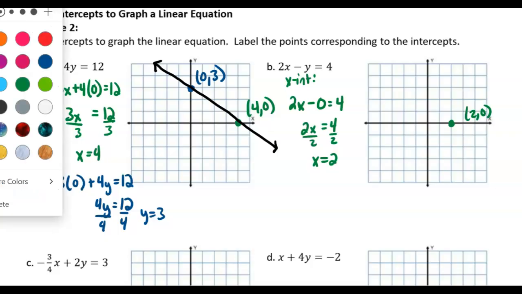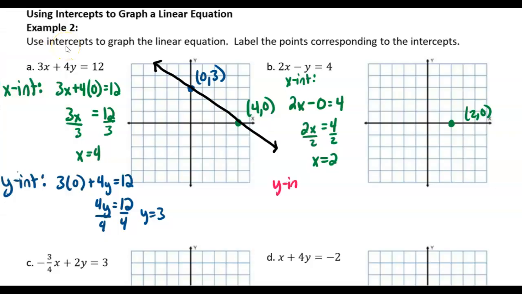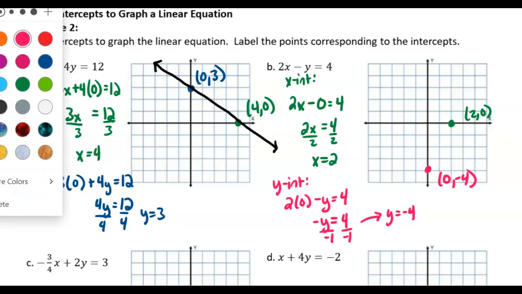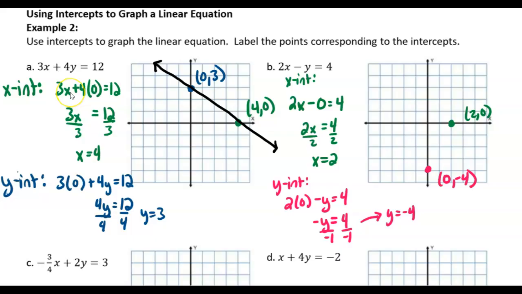Okay, now your y-intercept. What your y-intercept is, you plug in 0 where x is. So 2 times 0 minus y equals 4. So 2 times 0 is 0. You still have minus y equals 4. You divide by -1, and you get y equals -4. So on the y-axis, (0, -4) is the y-intercept. The y-intercept is where it crosses the y-axis.